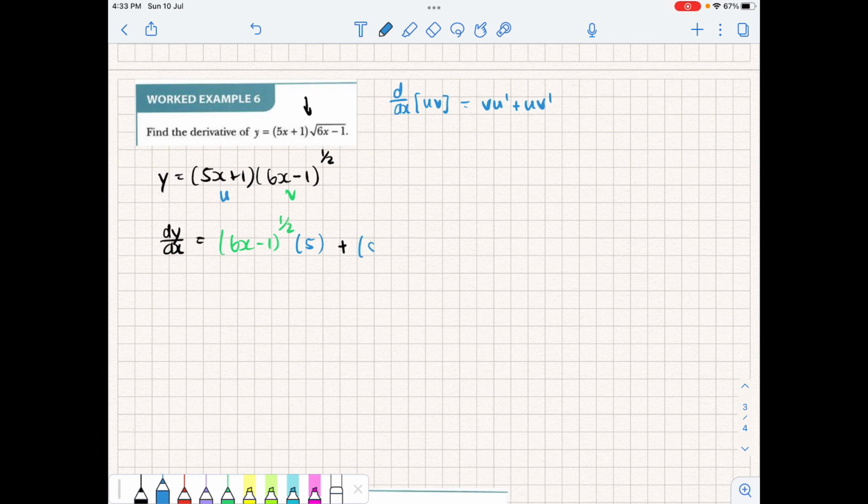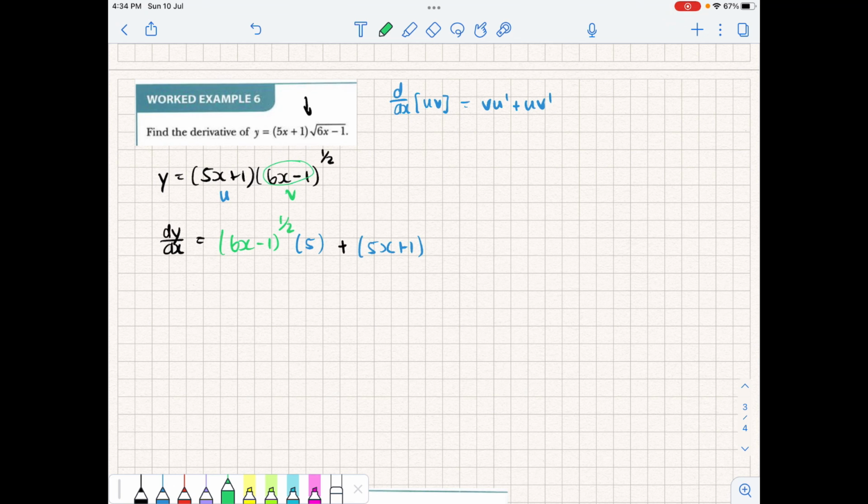So u is this 5x plus 1, and then we want to get the derivative of v. So v is 6x minus 1 to the power of a half. We can't use the power rule on this. This is a function in a function. So what we need to do is use the chain rule. So the chain rule says we differentiate the outside. So just pretend that this is all now one thing.